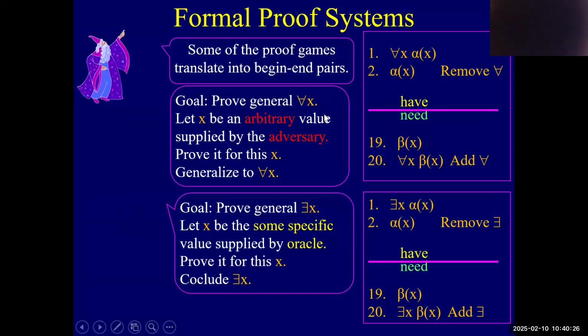So let X be the guy that the oracle is assuring us exists, right? Here the oracle gives us an exist. We go through and we prove it for that guy, and then we know that it exists for some concrete, specific one, so it gets exist. Everybody see these two games?